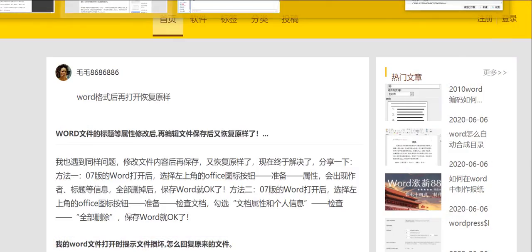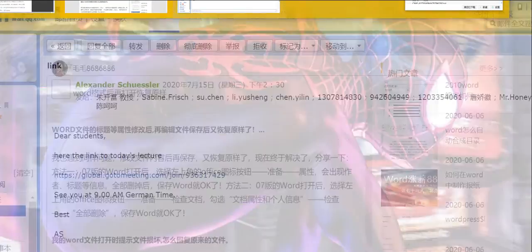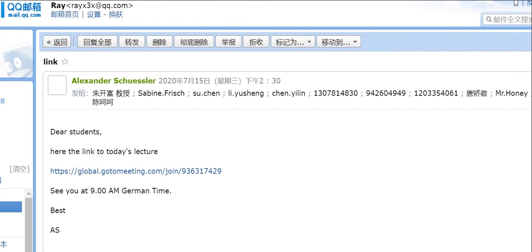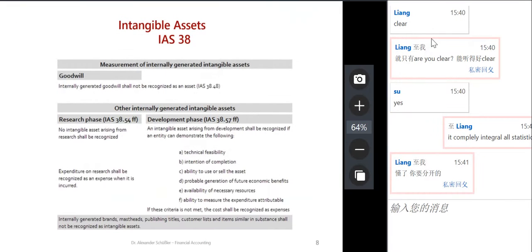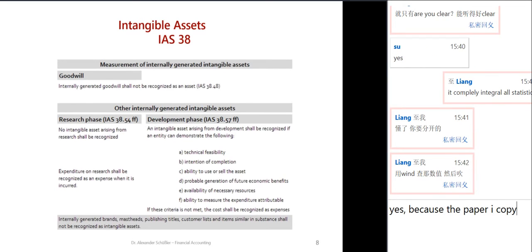So think about Apple, think about Huawei, think about Coca-Cola. All these companies have generated a lot of goodwill internally, but they are not allowed to put the goodwill on the balance sheet. Actually, you can argue that, for example, for Coca-Cola, goodwill and the brand name is the most important asset, but they are not allowed to put it on the balance sheet. Why? Because it's internally generated.